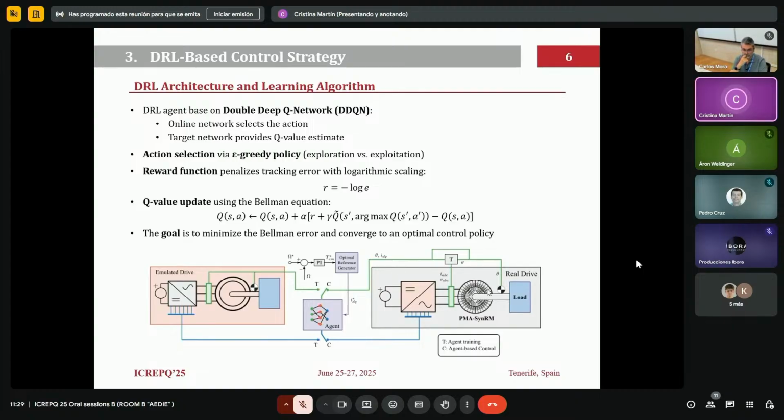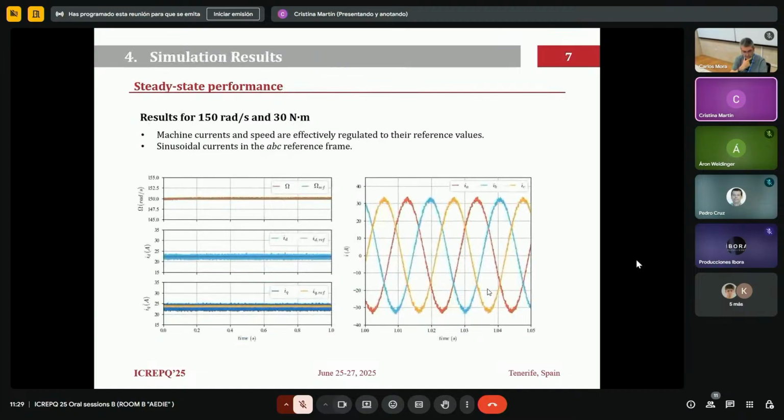And finally, the agent updates its Q values using the Bellman equation with the goal of reducing the difference between the predicted and actual cumulative rewards. This process is repeated iteratively until convergence to an optimal control policy.